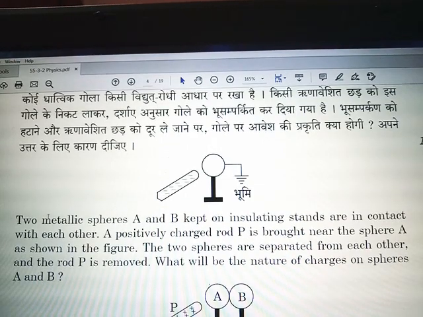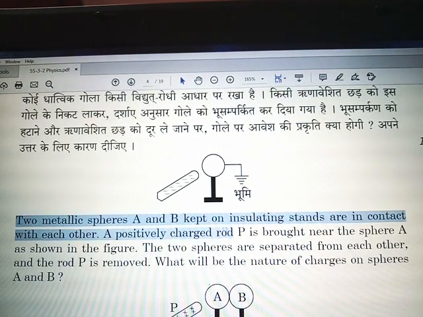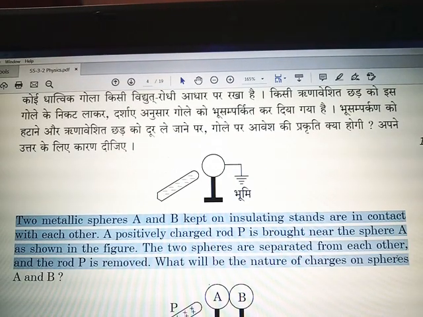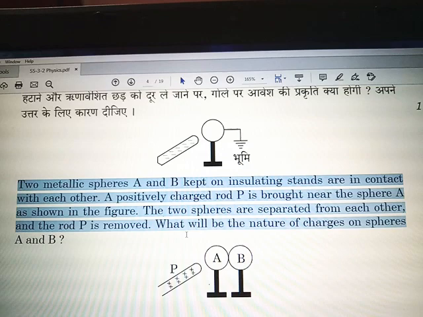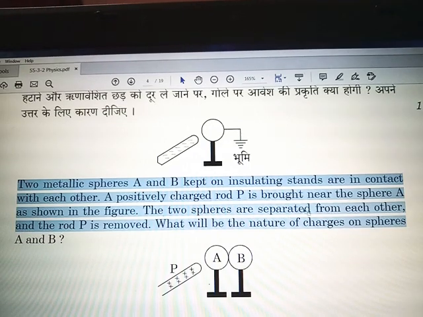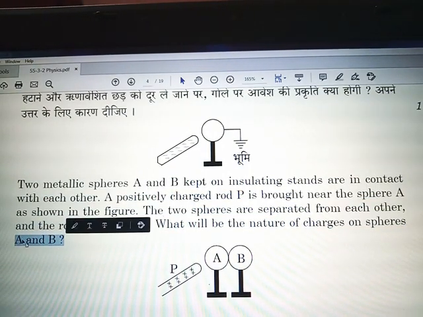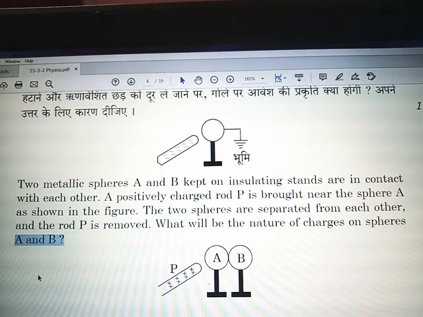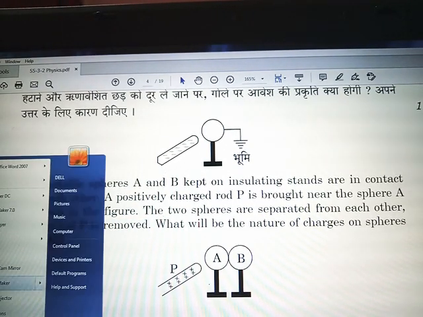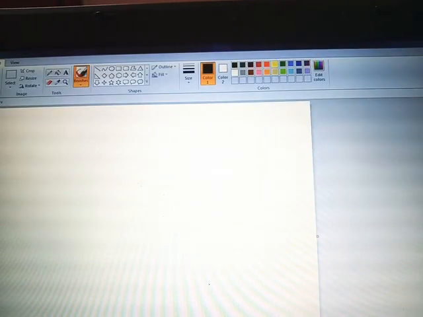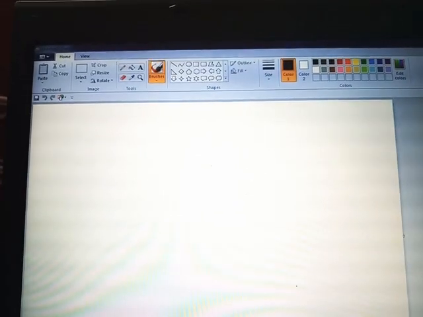Is there another question? Look here. Two metallic spheres A and B kept on insulating stands are in contact with each other. Is it right? A positive charged rod P is brought near the sphere A as shown in the figure. The two spheres are separated from each other and the rod P is removed. What will be the nature of the charge on spheres A and B? Is it right? You can write the question first. Very important question. For that, look at the answer here. In the answer you can check.